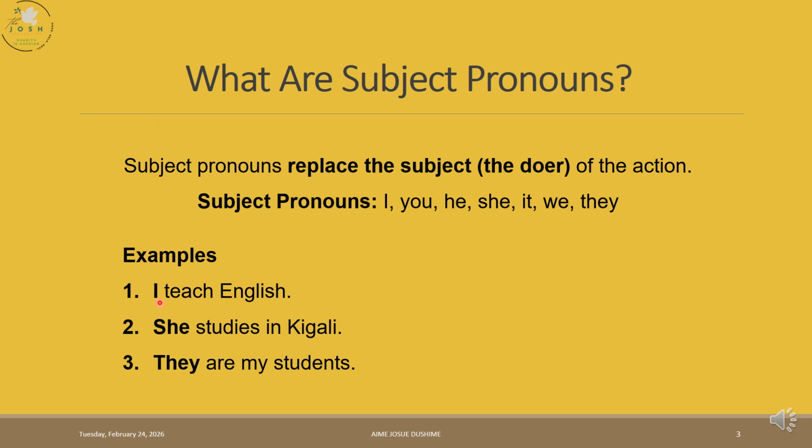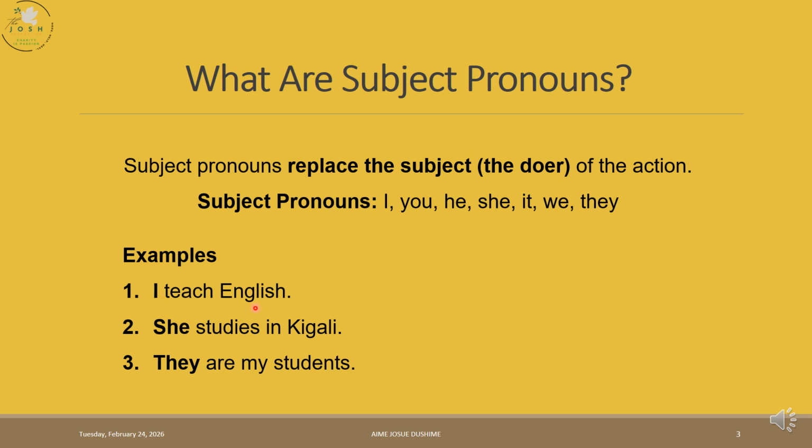For example, here I can say, I teach English. She studies in Kigali. They are my students. This I, this she, this they are the words that we call subject pronouns. They are used to show who is doing the action, who is the doer.